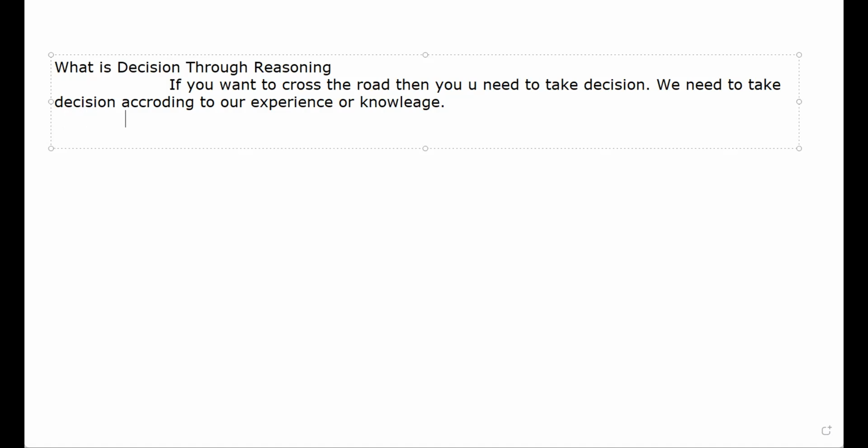Decision making is based on two things, that is experience and knowledge. More experience and more knowledge will always be helpful to make decisions.